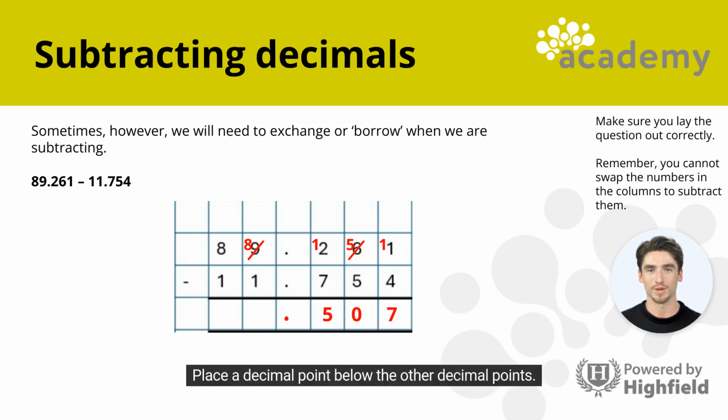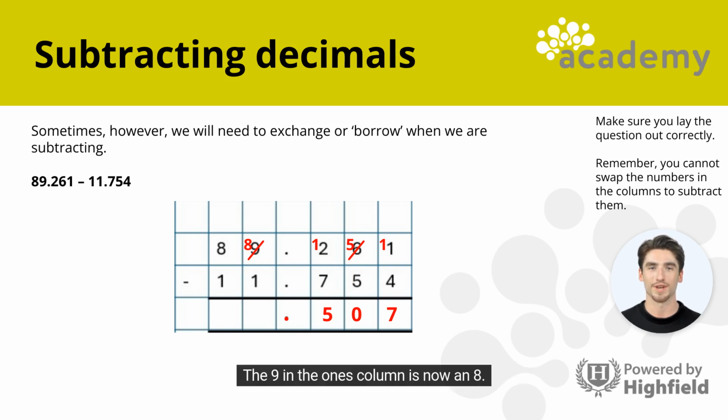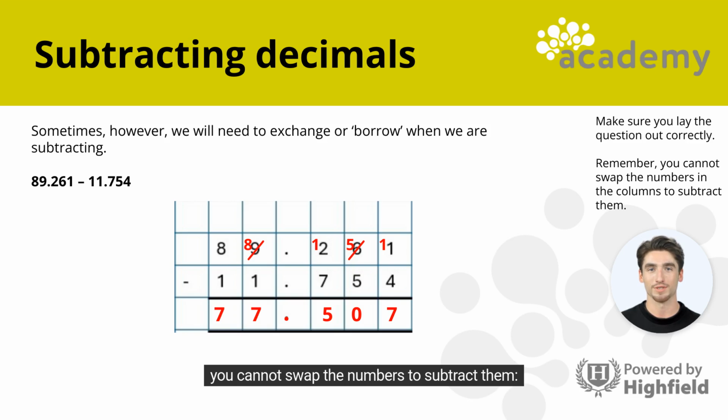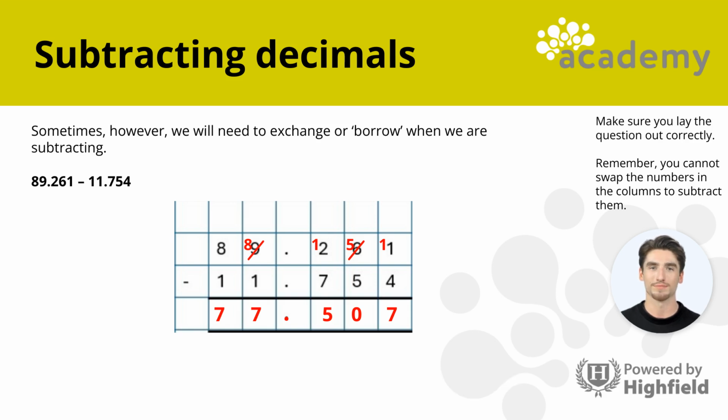Place a decimal point below the other decimal points. The 9 in the ones column is now an 8. Therefore, we do 8 minus 1 equals 7. Finally, 8 minus 1 equals 7. The final answer is 77.507. Remember, you cannot swap the numbers to subtract them. If the bottom number is larger than the top one, we need to exchange or borrow.